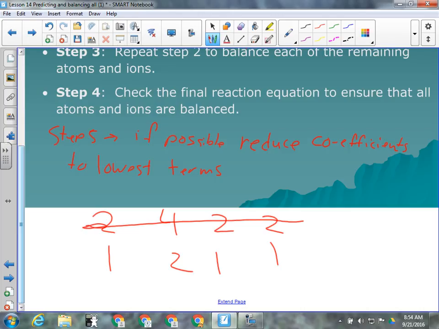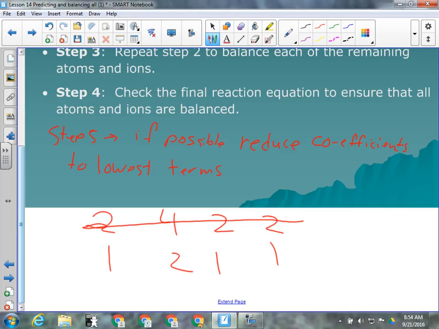It especially happens when people over-apply the rule of 2 on combustion reactions. They just put a 2 in front of all of them. And if you do that on an odd number of carbons, you'll find that you'll be able to reduce it down, everything divided by 2. All right, questions on those?